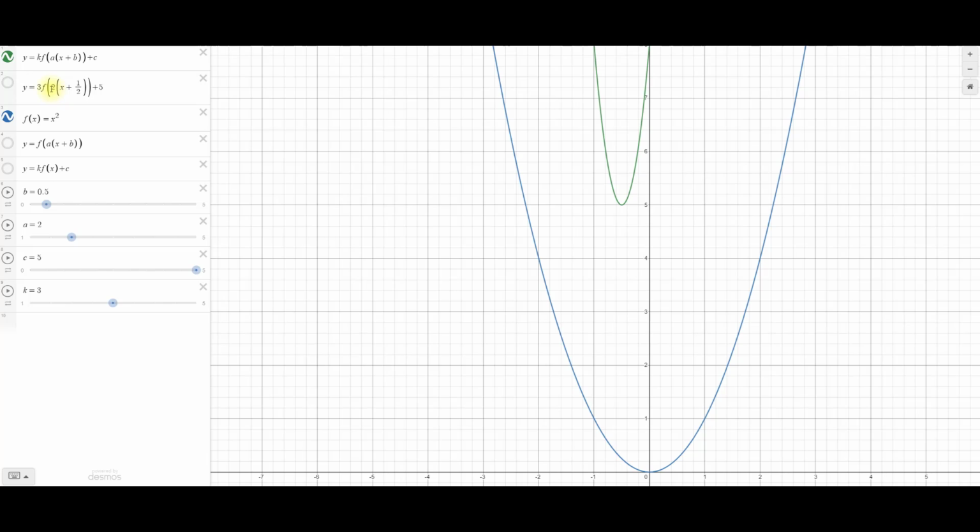What is significant is making sure we get these values correctly. We get the format in the form of k f(a(x plus b)) plus c sitting at the end. Notice k is not a factor of c. If you get that correct, then it doesn't matter what the order is.